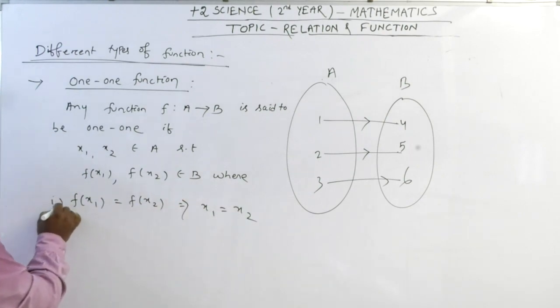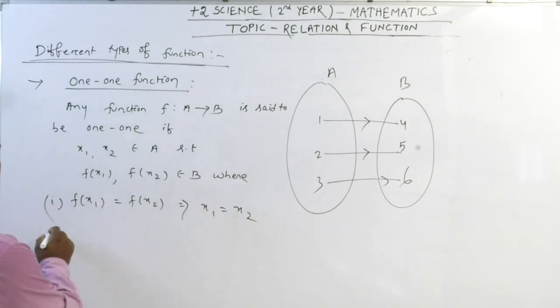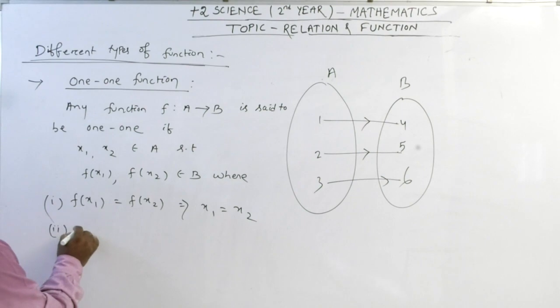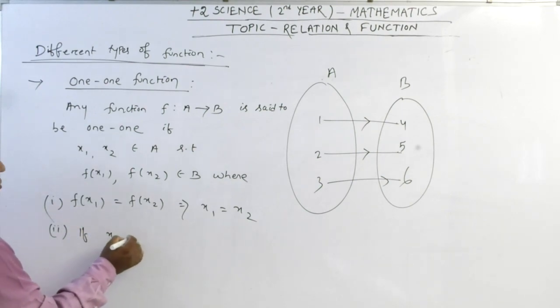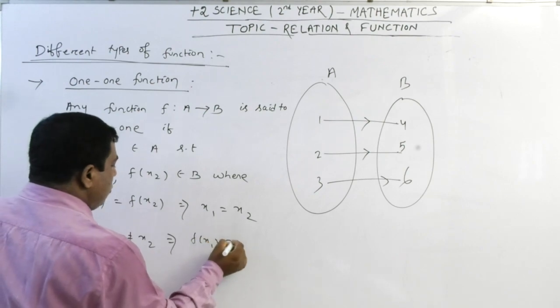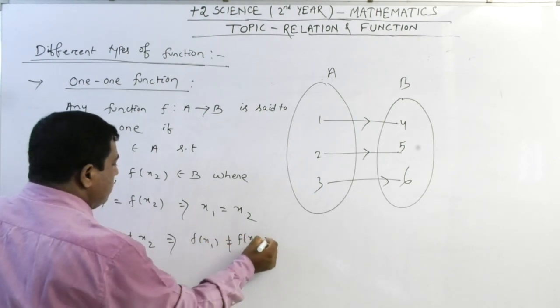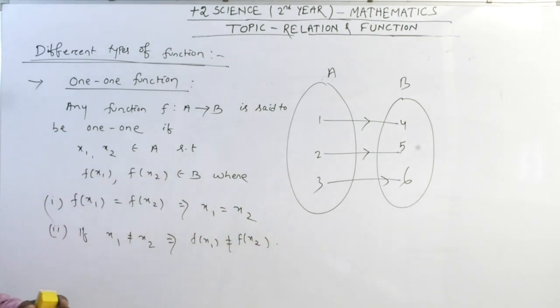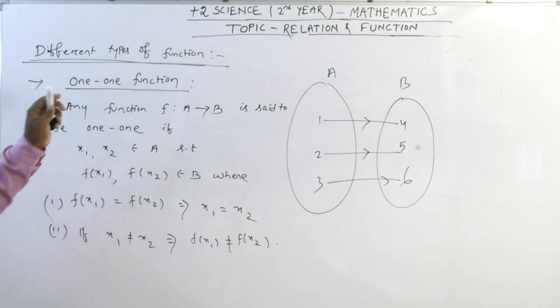We can understand it like this, or we can say also, if x1 is not equal to x2, that implies f of x1 is not equal to f of x2. In this way also we can recognize what type of function it is, a one-one function.